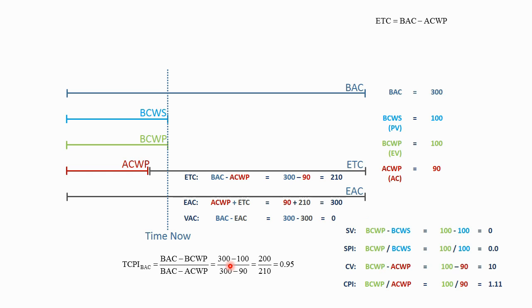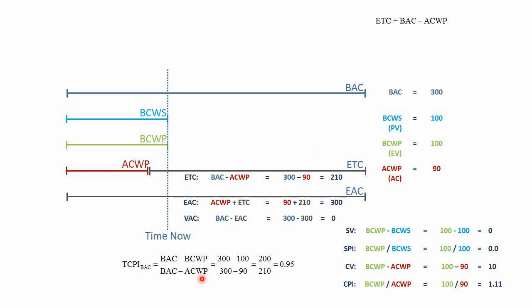So the forward-looking to complete cost performance index looks at the budgeted completion minus the budgeted cost of work performed. So the budget minus the earned value taken. The budget is 300. The earned value taken is 100. So 300 minus 100, this indicates there's 200 hours of performance in the plan yet to be done on the project. So that's this portion right here.